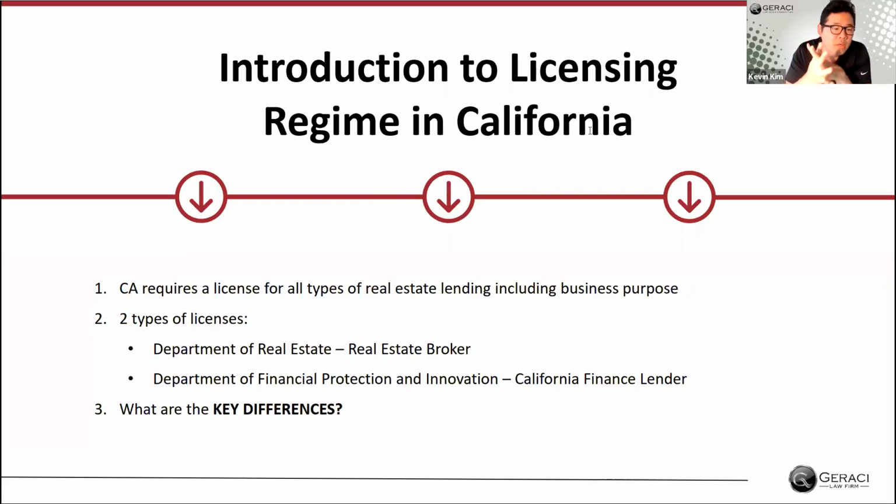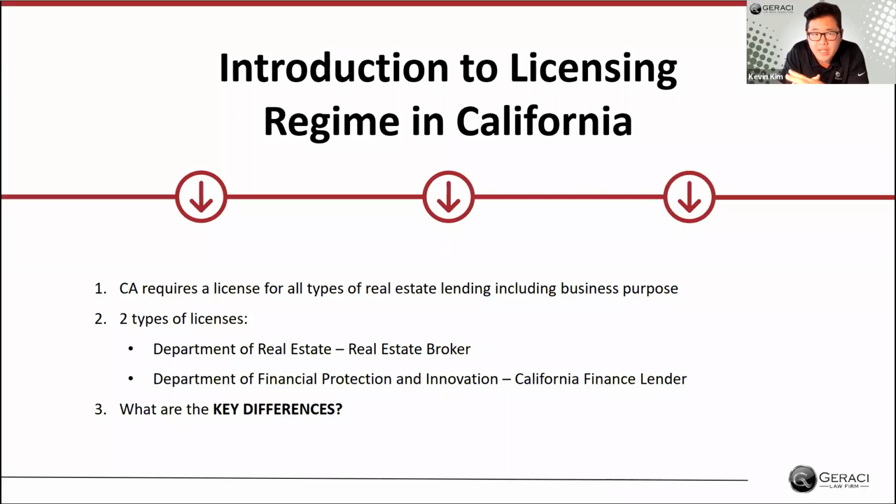Let's get started, guys. So, background: California as a state has some of the most complex licensing and lending regulations in the country. To make a loan in general in the state of California, any kind of loan, the state of California wants you to be licensed.